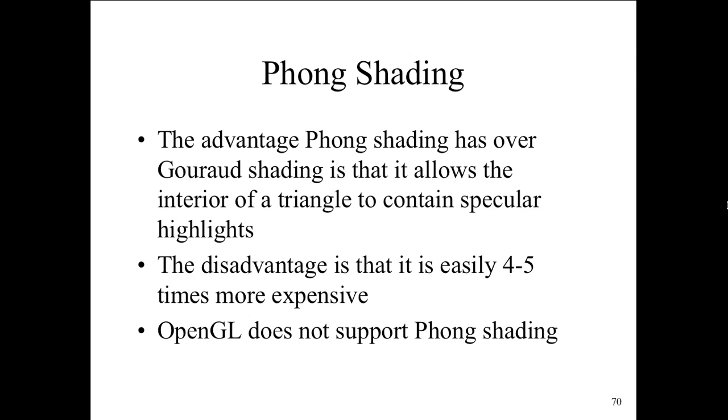The advantage Phong shading has over the other ones is that it allows the interior of the triangle to contain specular highlights. So the inside of each polygon is considered, instead of just one single point. The disadvantage is that it's easily four to five times more expensive. If you take one calculation and multiply it by every single polygon in the image, on the surface normal, you end up with a lot more calculation. OpenGL does not support this type of shading, actually.